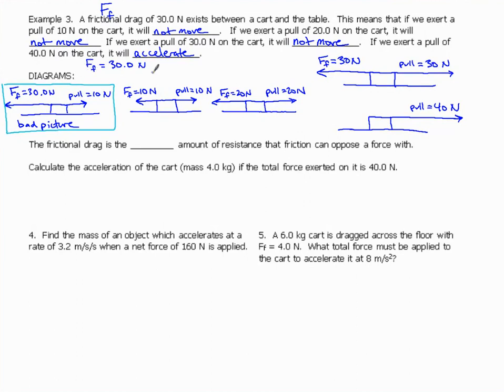The frictional drag is 30 newtons, which means maximum. The maximum amount of frictional force is 30. So in this situation, the most friction that can occur is 30 newtons. And now we have an unbalanced force. And we're going to have acceleration.